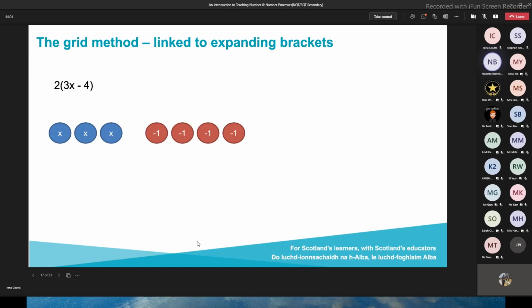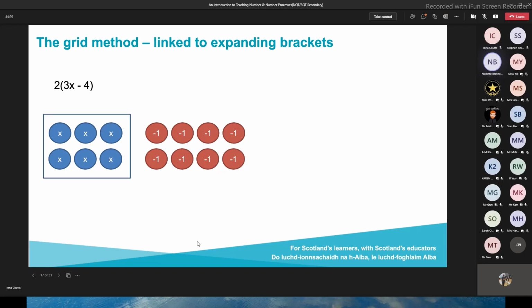So we can link back to that grid method, but initially we can model the example using Algebra Tiles, and many of you have said that you've got some experience of them. So here we've got 3 x's and we've got our 3 negative 1s. But we know that we have 2 sets of them. So we can then see that altogether we've got 6x and 8 negative 1s.